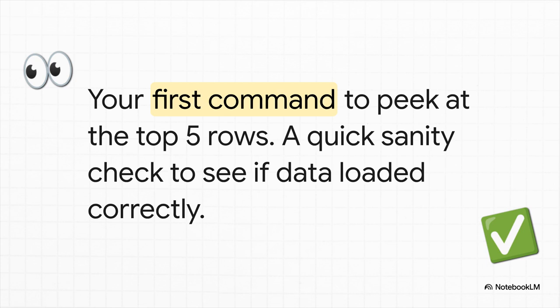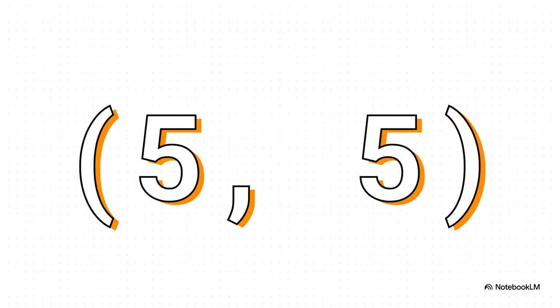Did the columns load correctly? Do the values look kinda like what I expected? It's that first visual confirmation that, okay, we're on the right track. Next up, df.shape. Now, this isn't a function, it's an attribute, so you don't need the parentheses at the end. It instantly tells you the dimensions of your data. It gives you a tuple with the number of rows and the number of columns. For our student data, that's 5 rows and 5 columns. It's the absolute quickest way to understand the scale of your data set.